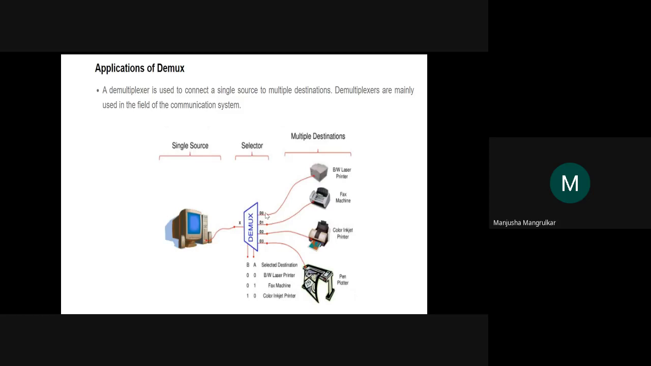But the condition is that at the same time only one device can be used, only one, not all the devices. That is a disadvantage of demux. It is not a switch where all the ports can be used simultaneously; only any one of the ports can be used in a demux. So this is the best example where we use mux and demux.